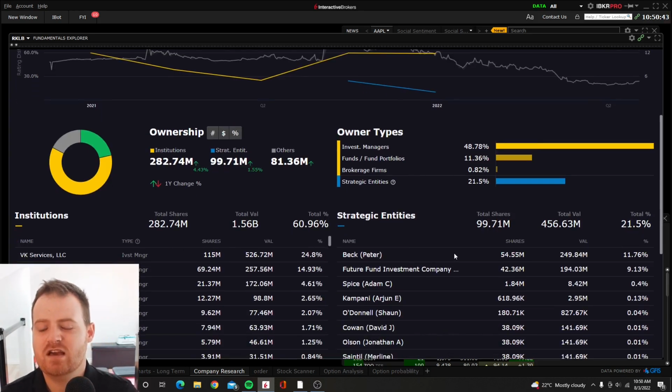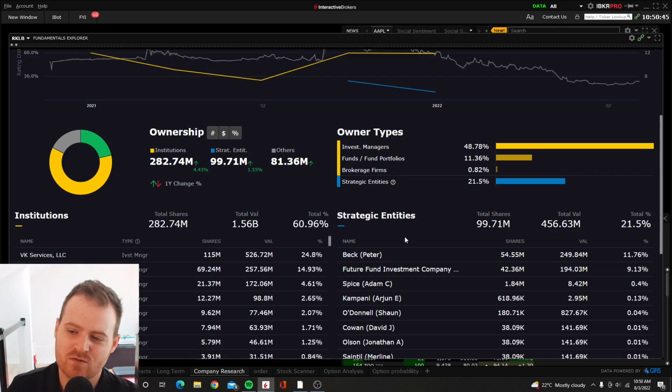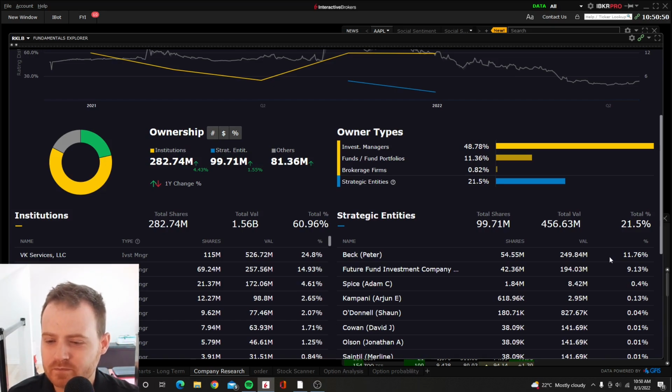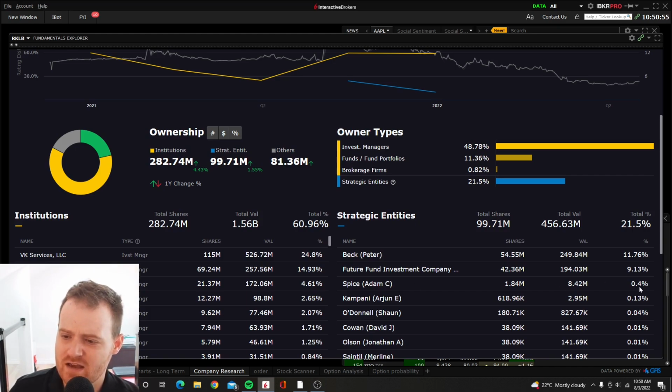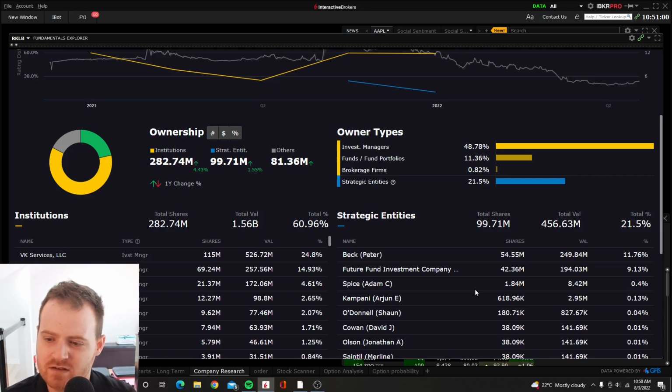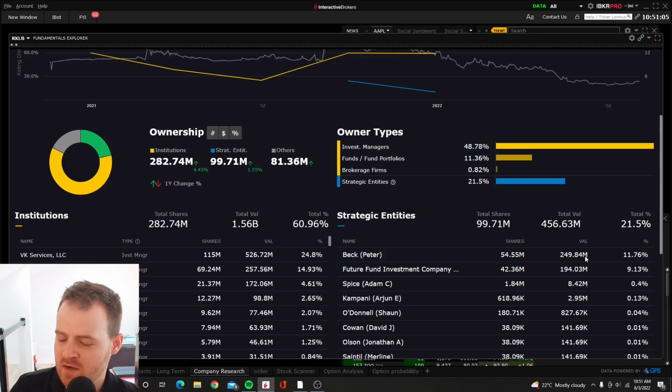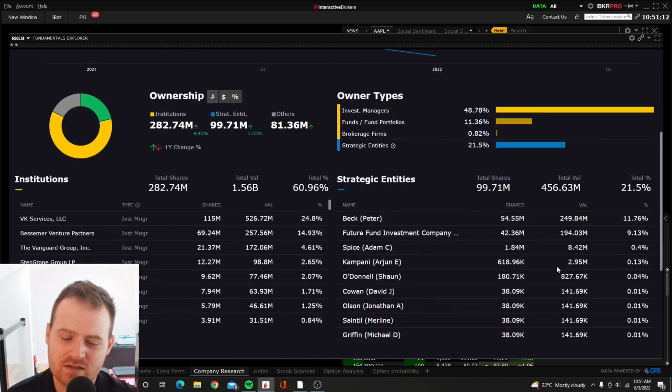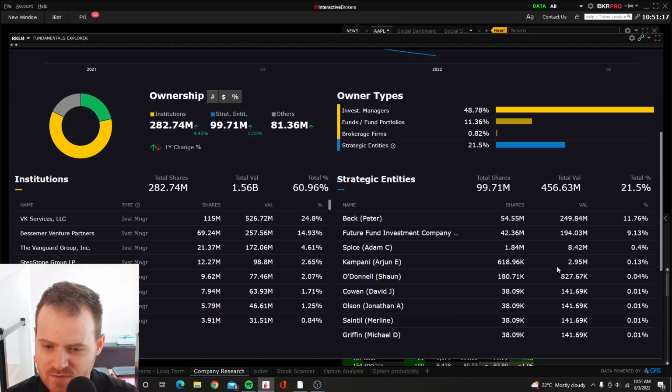We can also see how many shares some of these insiders have. So Peter Beck currently owns a little under 12% of the company. Adam Spice is the CFO. He's kind of the number 2 of the company, and he has significantly less, but he does have about 0.5%, which is still in value terms, over $8 million. So I like to see it when the CEOs have a large stake in the company. They have skin in the game, basically. They really would need the company to succeed.